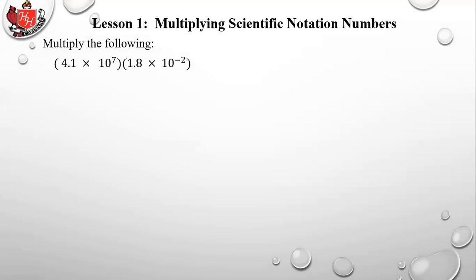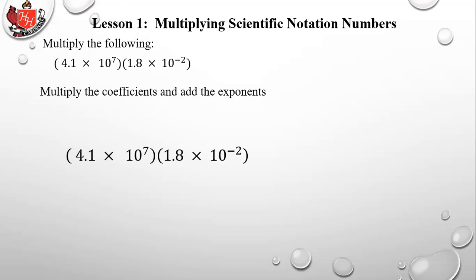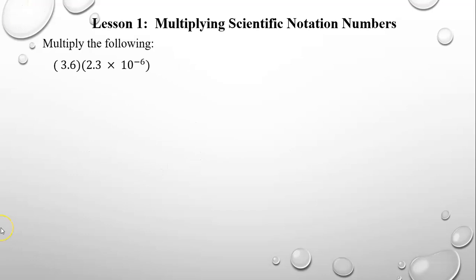So now we're going to do multiplication with scientific notation. So 4.1 times 1.8. So what do you do? You multiply the coefficients and you add the exponents. So 4.1 times 1.8, and then 7 plus negative 2. And what you'll end up with is 7.4 times 10 to the 5th. So 4.1 times 1.8 is 7.4, and 7 plus negative 2 is positive 5.